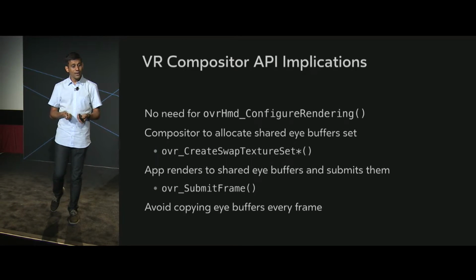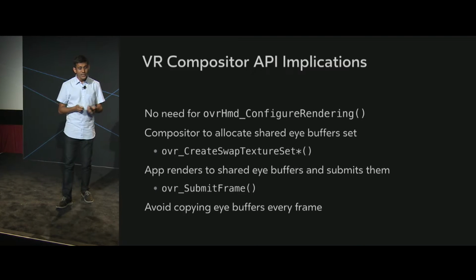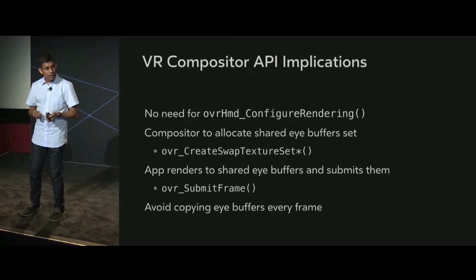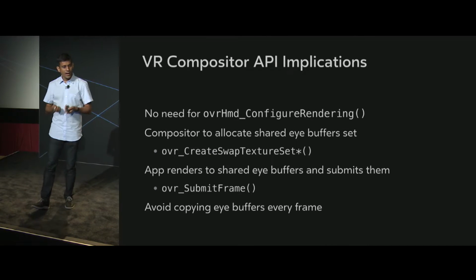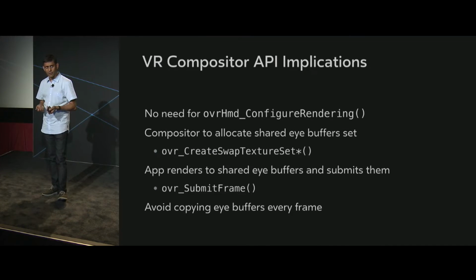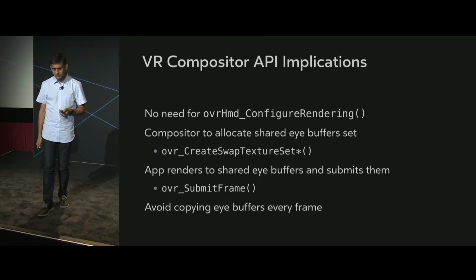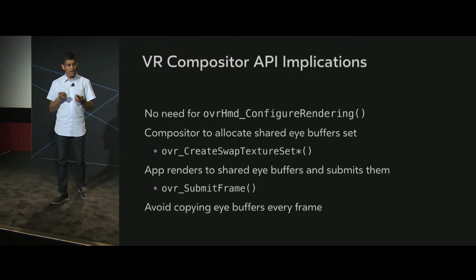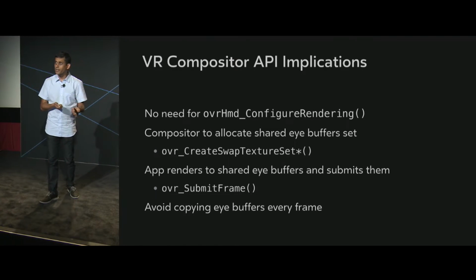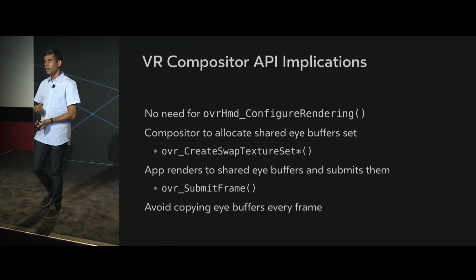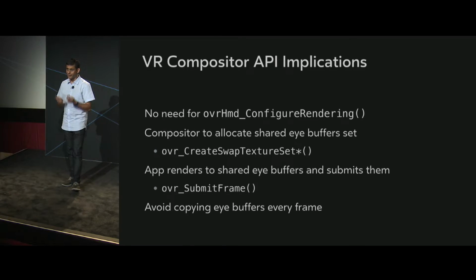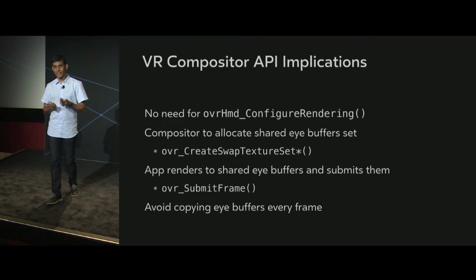And then when the app is done rendering to these shared buffers, it submits them to the compositor by calling OVR submit frame. And this is the model equivalent of present or swap buffers. One of the things we want the app developers to do is try and not render to their own swap chain and then copy the results into these shared buffers. We want you to set these buffers as the render target and draw directly to it so that you don't have an extra copy every frame.